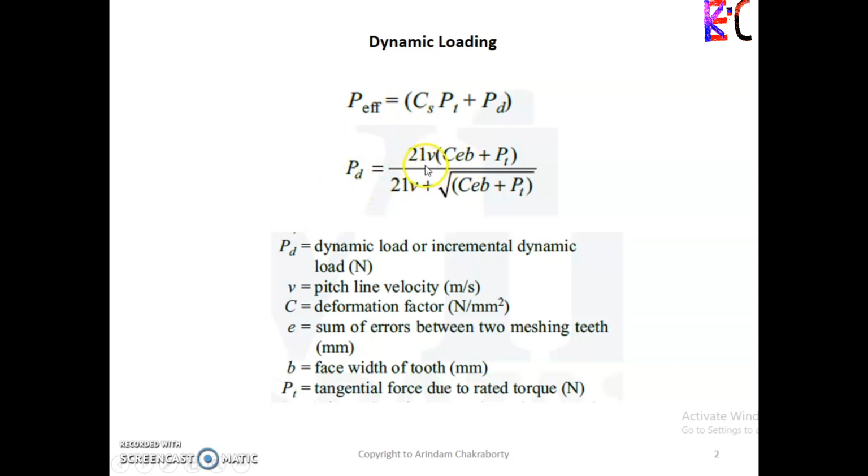So what is PD? PD equals 21V (CEB plus PT) divided by 21V plus root over (CEB plus PT). 21V means pitch line velocity, C is the deformation factor, that is how much deformation has been done and how much has not been done. E is the sum of errors between the two meshing teeth. There will be some error while meshing teeth. B is the width of the gear teeth. PT is the tangential force, for which torque is generated. So this gives us PD, the dynamic load, which helps us find P effective.